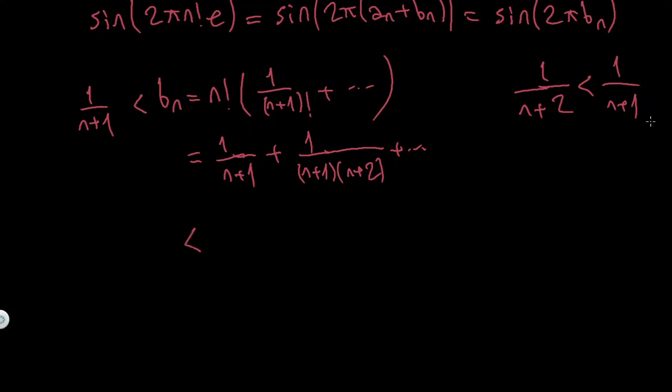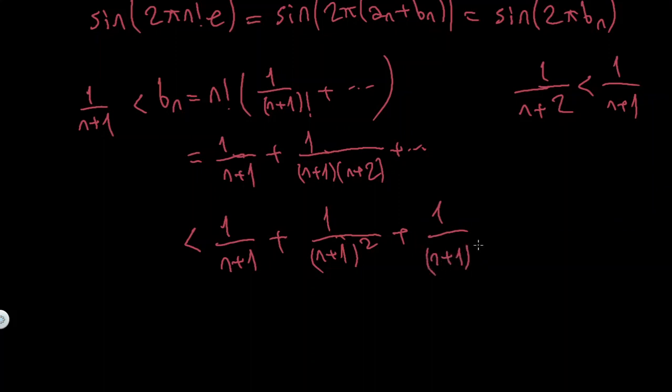Not factorial, 1 over (n plus 1) squared. So I'm just writing the first term like this. And so, as I said, this thing is less than 1 over (n plus 1) squared. And if I continue like this, the next term has in the denominator (n plus 1)(n plus 2)(n plus 3). So this is going to be less than 1 over (n plus 1) cubed, and it will go on like this.